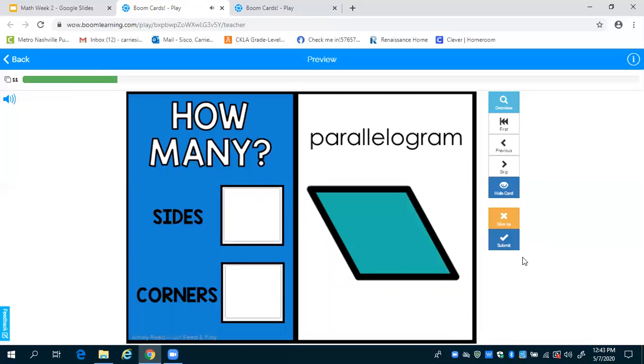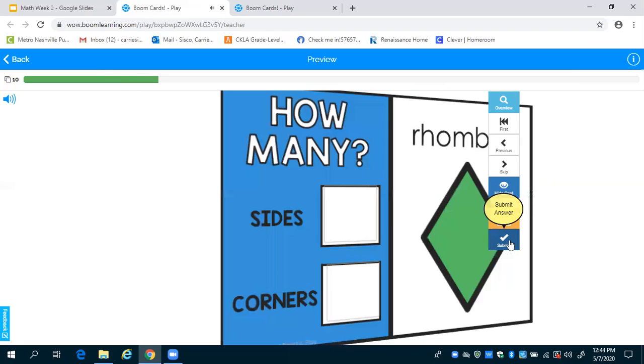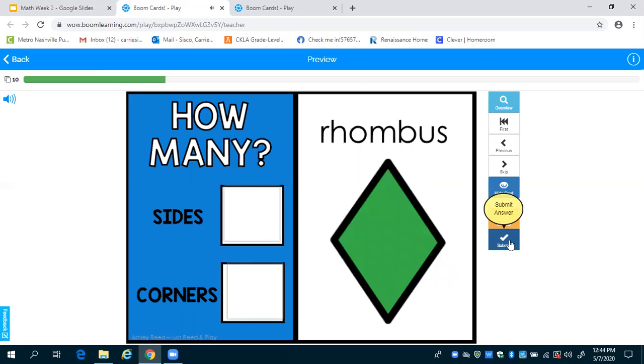All right, this is a parallelogram. A parallelogram has 4 sides as well. Oh, I think a parallelogram has 4 sides. Let's see. What do you think, Miss Graham? I think you're right. It has 4 sides. 1, 2, 3, 4. How many corners? I think it has 4 corners as well. 4 corners. Correct.